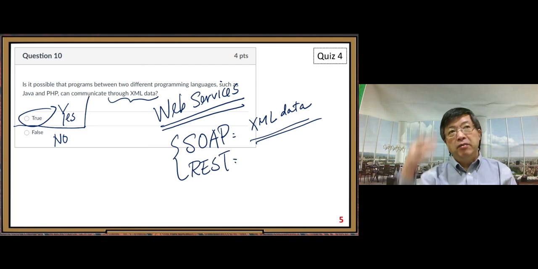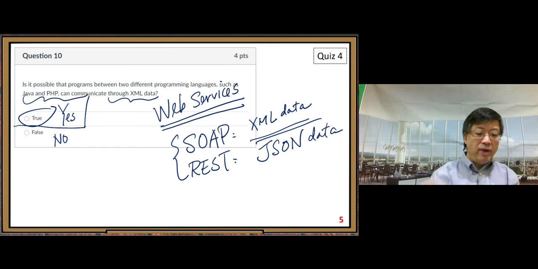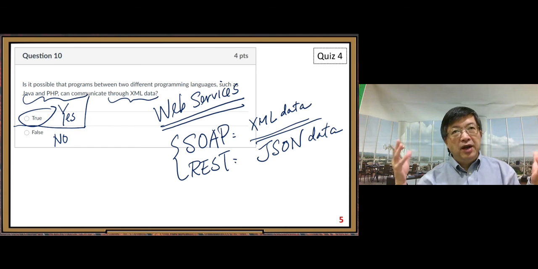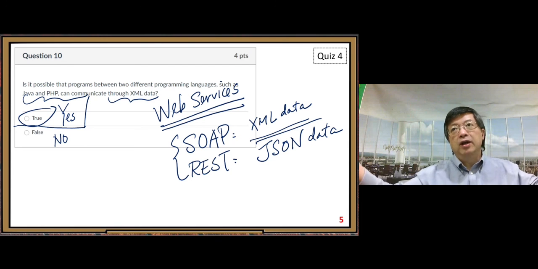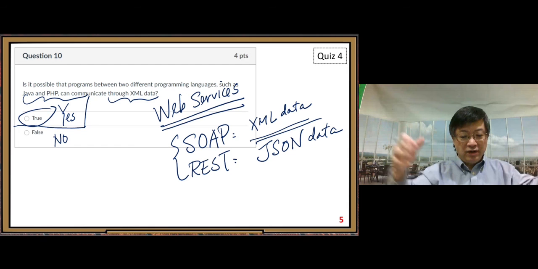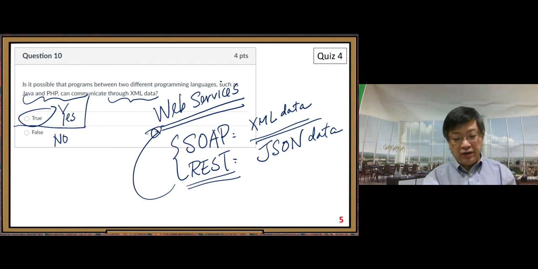So the new way, REST web services, make it much simpler. It uses JSON data for the communication. Those different programming languages both understand the JSON format, so they process the same JSON format. Then they can do the communication. So that's the REST web services. Currently, this technology is very popular. REST, or sometimes people call it RESTful. Very popular.